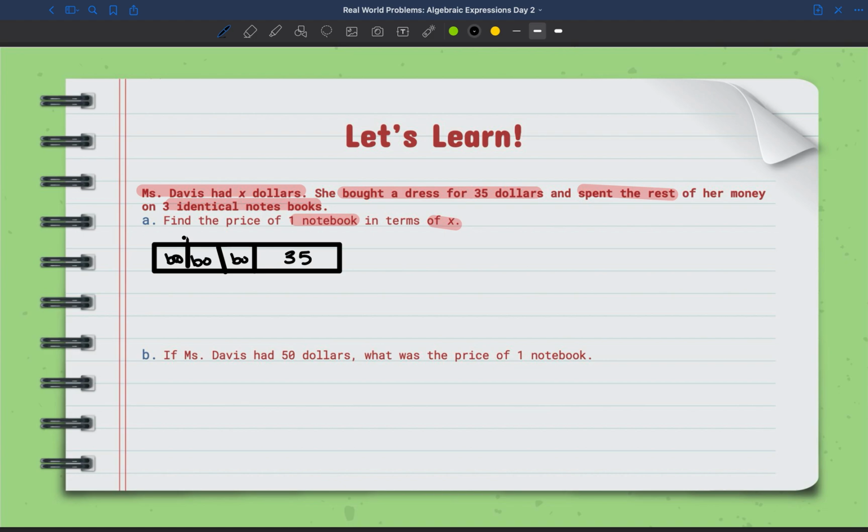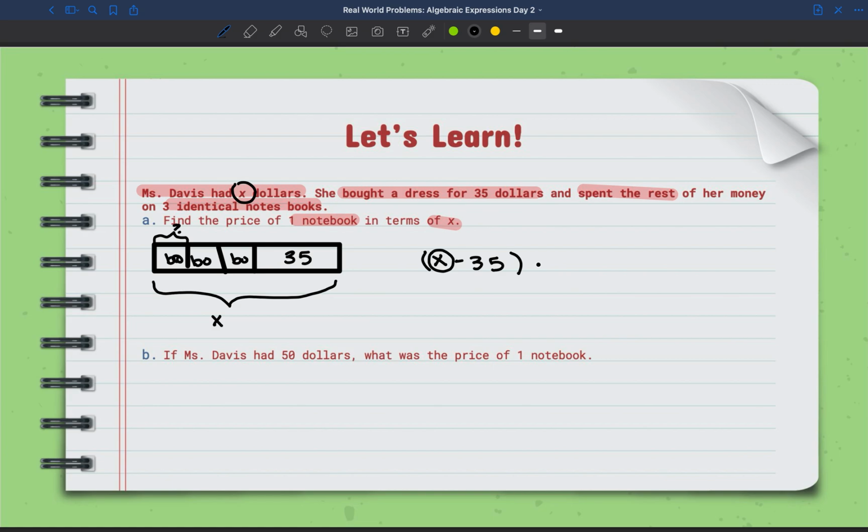So we want to try and find out the price of one notebook. And we do not know how much money she started with. So this is X, the amount of dollars that she had. How we are going to solve this is that we know that the price of 3 notebooks is X minus 35, because however much money she had left over is how much she spent on her notebooks.